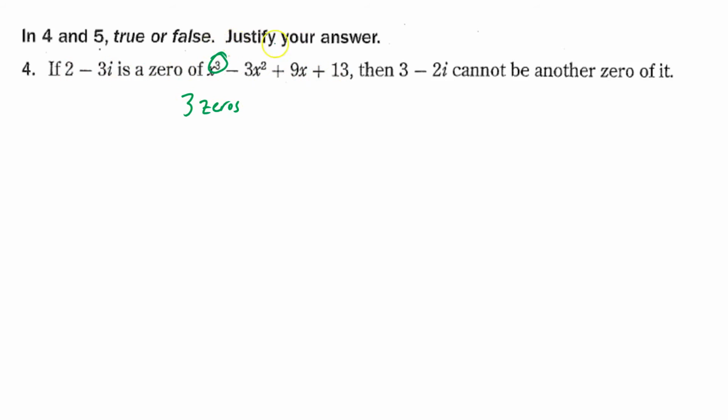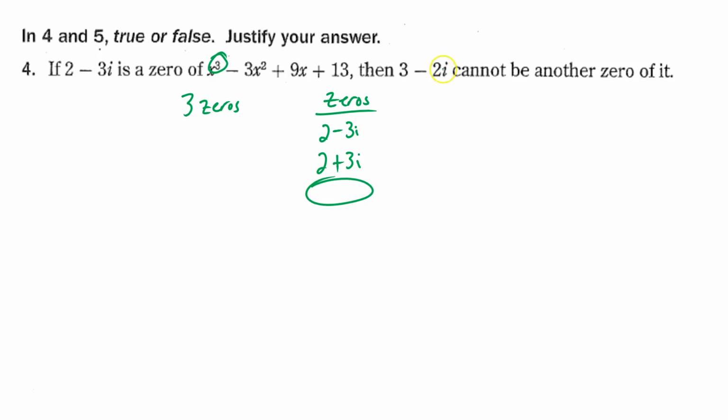This has real coefficients, so the conjugate roots theorem applies. So if we make a list of our zeros, we know 2 minus 3i is a zero. The conjugate roots theorem tells us 2 plus 3i must be a zero. So we already have 2. So we only have one more zero left.